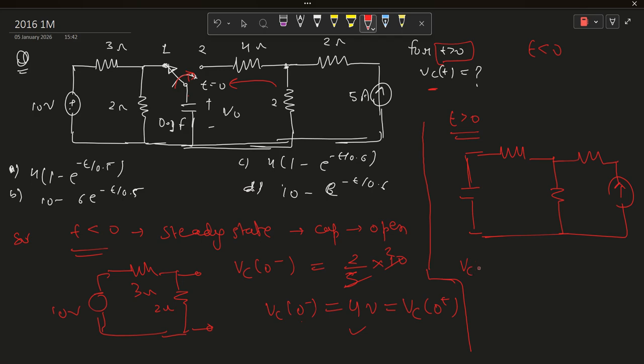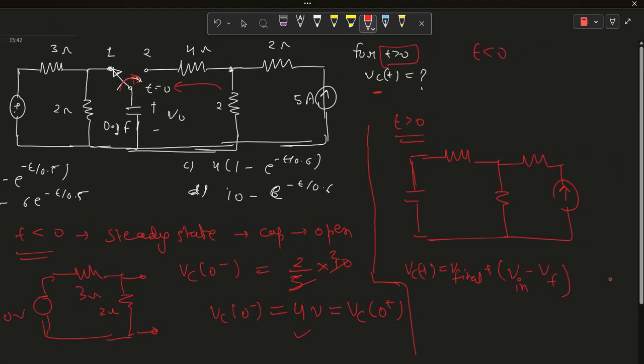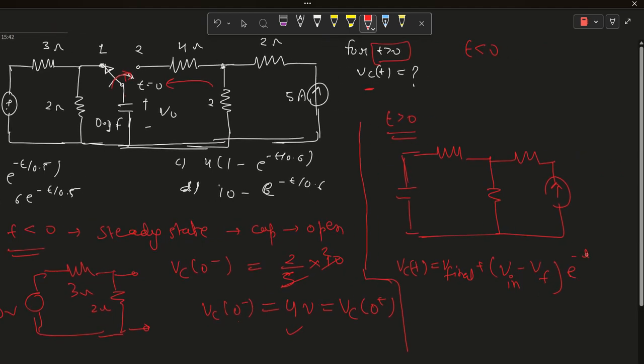The voltage on the capacitor is v final plus v initial minus v final, denoted as va, into e to the power minus t by tau. T is time and tau is the time constant of the circuit, and for the time constant, we can calculate it.